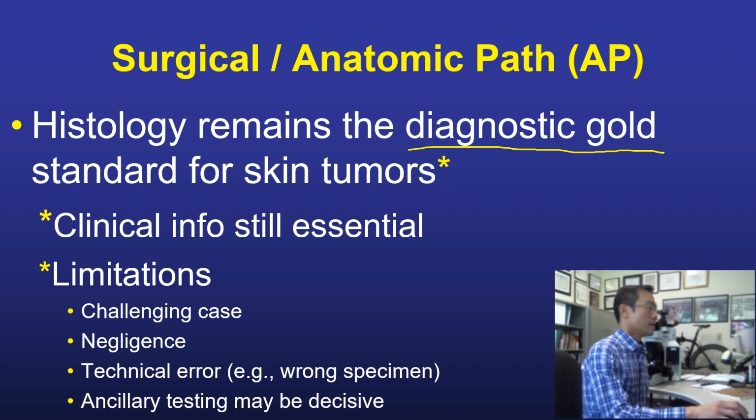Alternatively, if one is perhaps asleep at the wheel for even just one case, there's a potential to make an error that could potentially result in patient harm. Sometimes a technical error could be quite significant, a wrong or a switched specimen. And then finally, we mentioned ancillary diagnostic testing, which can be decisive in certain cases, but typically the decision to test has to be recognized as being indicated based on the H&E.